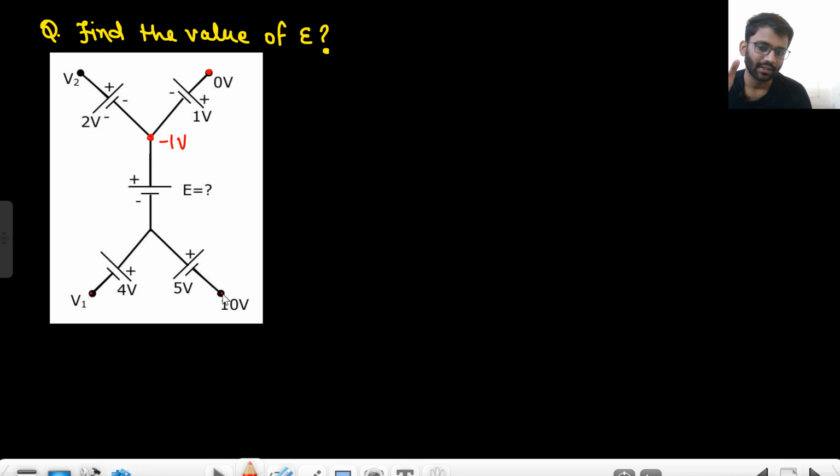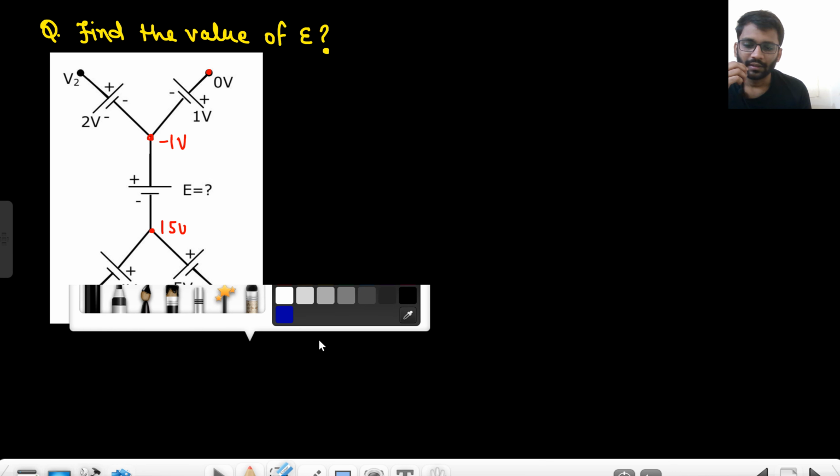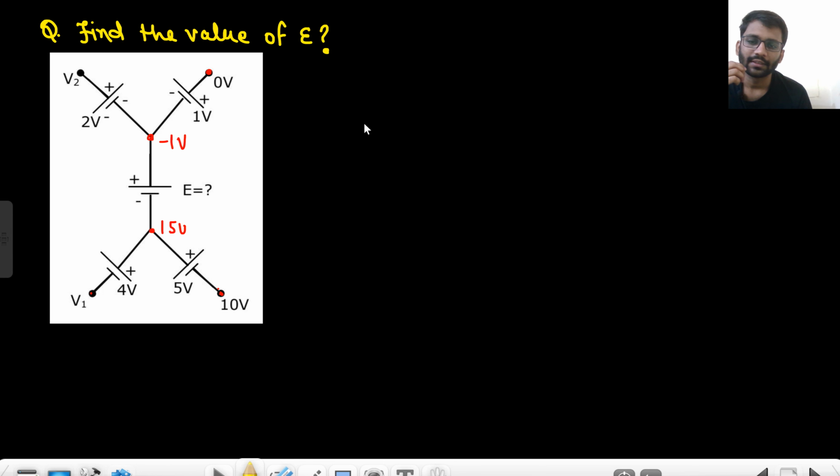We should start from here. If this is 10, this will be 10 minus 5. 10 plus 5 actually. It will be 15. We started from here, 0 minus 1, minus 1 volt. Sorry, 10 plus 5, 15 volt. So what is the value of E now? Value of E is minus 1 minus 15. This is the positive terminal. At the positive terminal we have minus 1. What do we have at the negative terminal? At the negative terminal we have 15. So minus 16 volt. So the value of E is minus 16 volt.